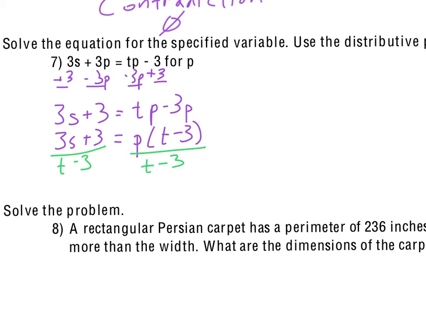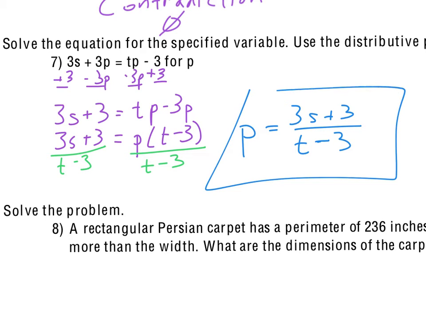And so we end up with p equals 3s plus 3 over t minus 3. Now there is no reduction that can be done there. You could factor a 3 out of the numerator, but you cannot factor a 3 out of the denominator, so nothing actually cancels out. So just make sure you leave your answer like that.